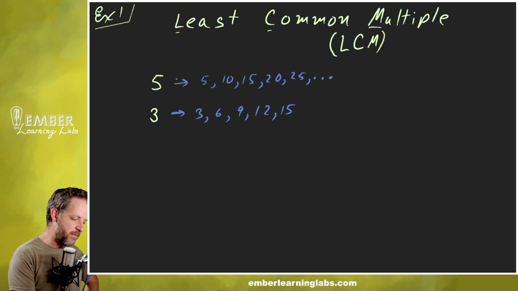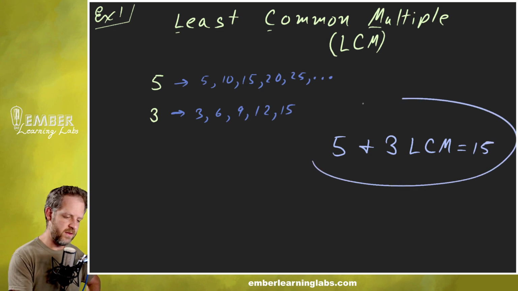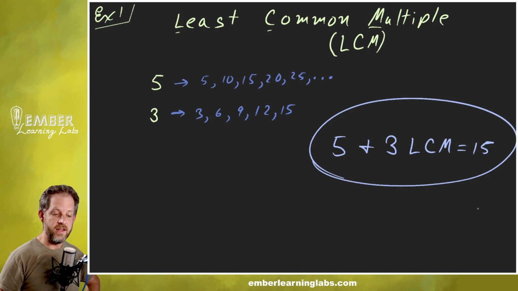So the least common multiple between 5 and 3, we're going to label our answer like this: the LCM of 5 and 3 is 15. That seems like a reasonable way to write our answer. What do y'all think? There we go. Let's do another one.